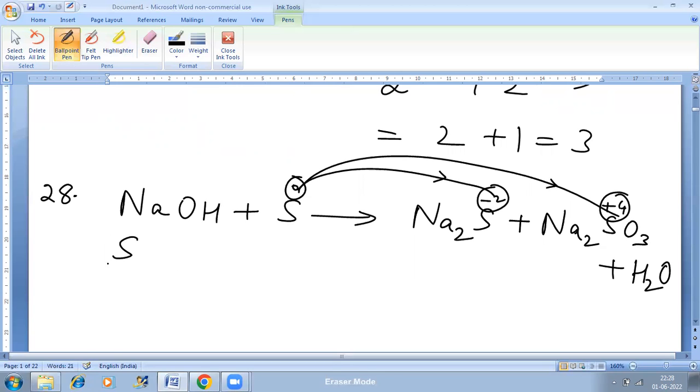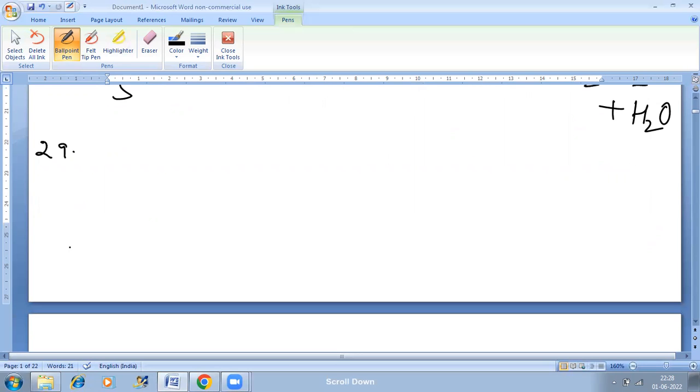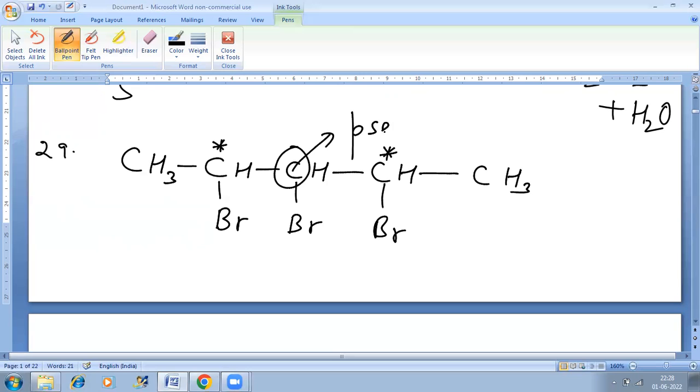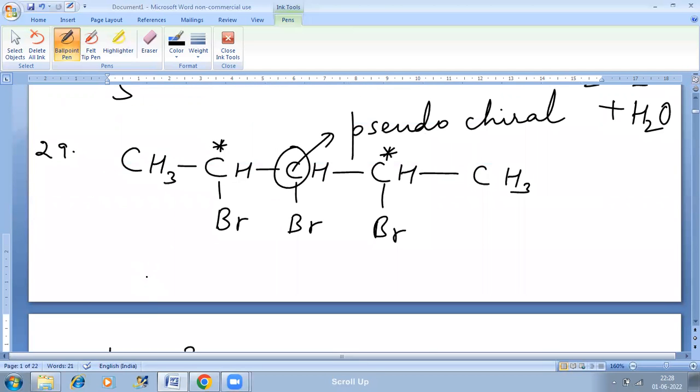So sulfur reacts with NaOH in this manner. Question number 29. The total number of stereoisomers possible. Now again, I have to find out the total number of systems showing stereoisomerism, wherein I'll see how many systems are showing optical isomerism. I'll see if there is any scope for geometrical isomerism. In this, there is one chiral carbon, there is one chiral carbon. Now this carbon becomes pseudo-chiral, which means that the value of n is equal to 3.